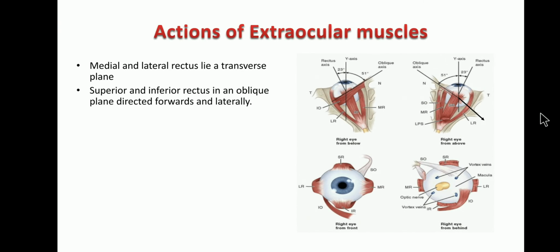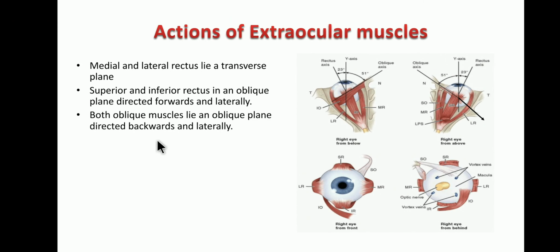The next, superior and inferior oblique. Superior and inferior oblique again lie in an oblique plane. You are able to see the insertion of superior and then inferior oblique nearer to it. They lie in an oblique plane which is directed backwards and laterally. So when the eye is adducted, the optical axis will coincide with the oblique axis, which is directed backwards and laterally, whereas the axis of superior and inferior rectus is directed forwards and laterally.